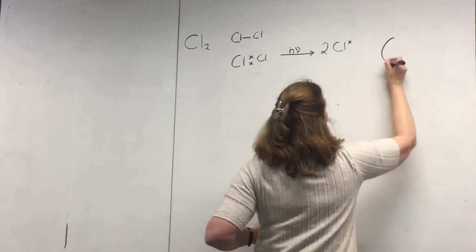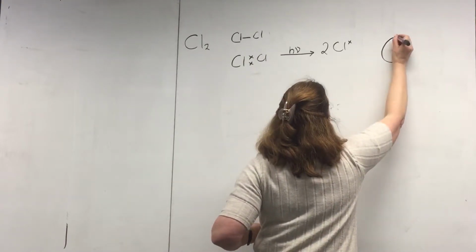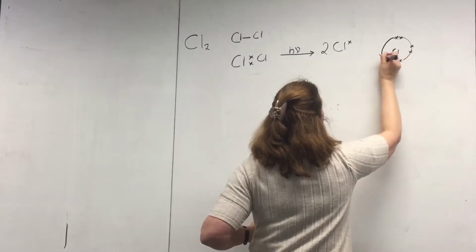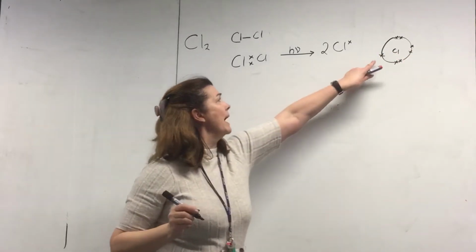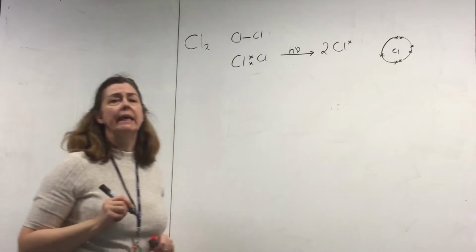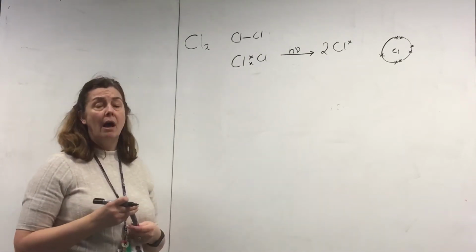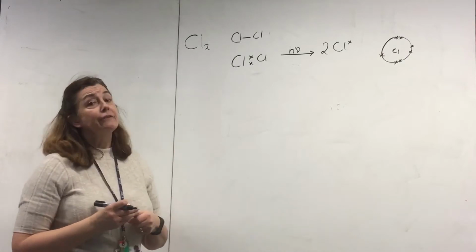So if I drew that here for you, so this is chlorine, 1, 2, 3, 4, 5, 6, 7. So there's that unpaired electron that you can see here. So that's what it is that we're looking at. So this is chlorine formed from the action of sunlight.